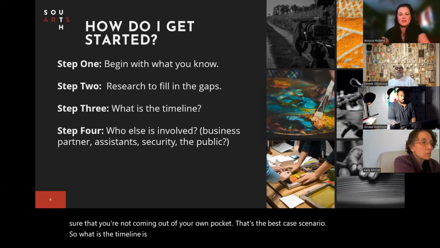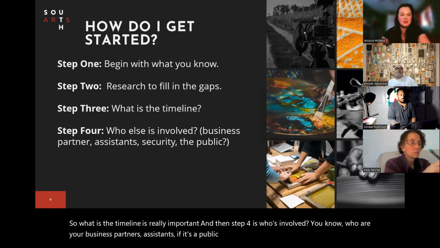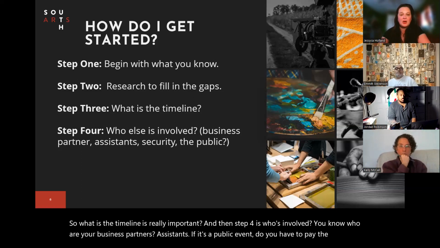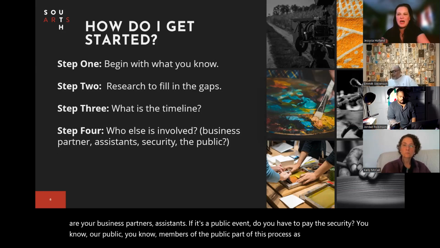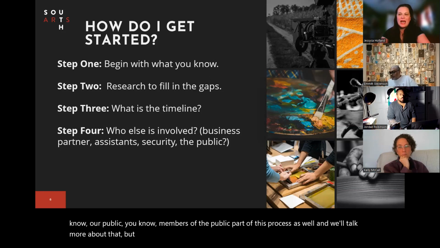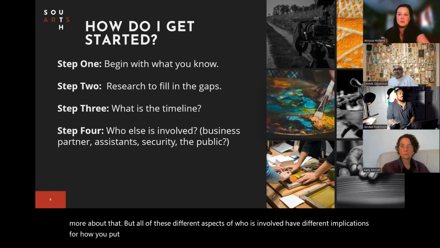And then step 4 is who is involved. Who are your business partners, assistants? If it's a public event, do you have to pay the security? Are members of the public part of this process as well? And we'll talk more about that. But all of these different aspects of who is involved have different implications for how you put together your budget and what expense items you will need to be covering.